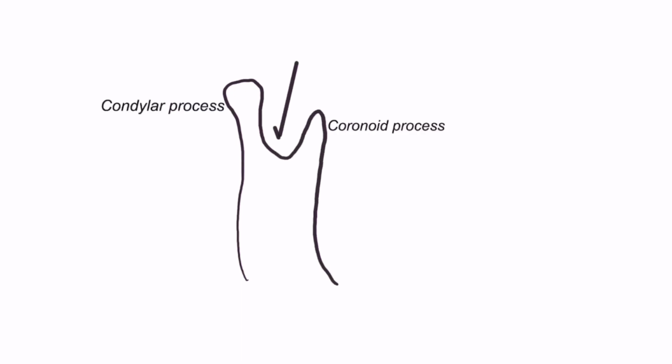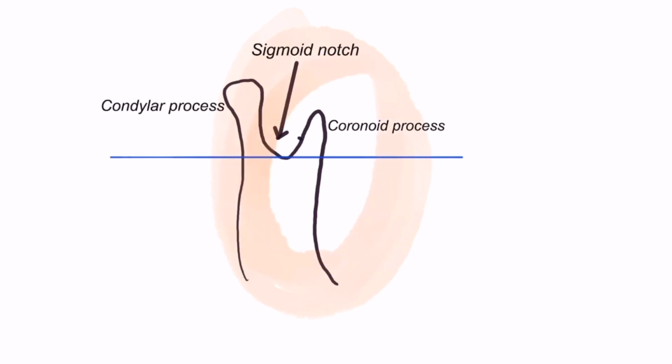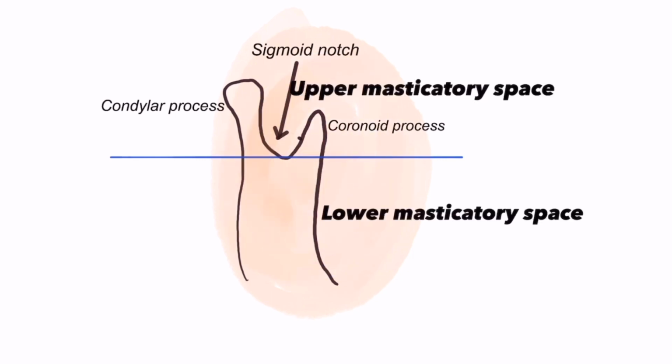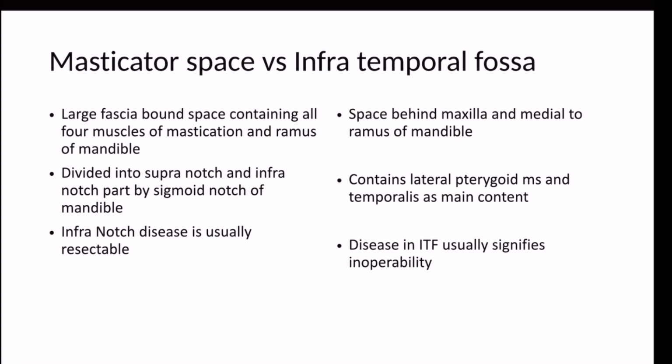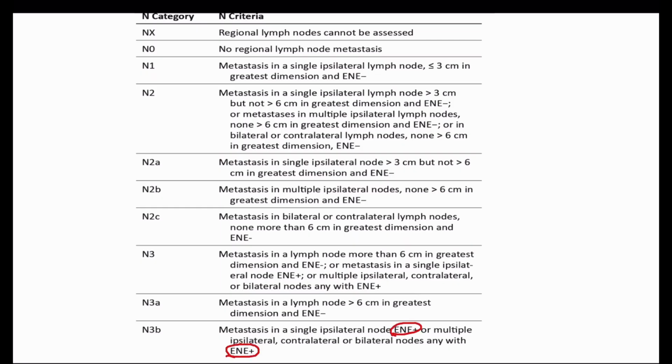The mandible has two processes, condylar and coronoid, with a notch in between called the sigmoid notch. A horizontal plane through this notch divides the masticatory space into two parts, the upper containing mainly temporalis and lateral pterygoid muscle, and the lower containing mainly medial pterygoid muscle and masseter. This distinction is important, as tumors involving the lower masticatory space are more amenable to resection and thus have better survival outcome. Among nodal staging, the worst factor is extracapsular nodal extension (ENE).